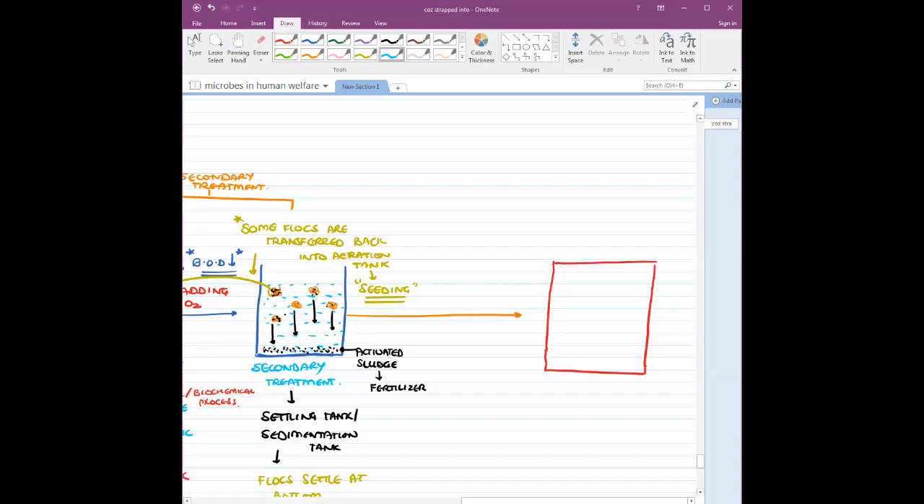this is our anaerobic digester. Now, guys, what is the job of this anaerobic digester? Let's figure this out. So this is our tertiary treatment. This is going to be the anaerobic digester. Now in this, what we are going to do, guys, we are going to use anaerobic bacteria.